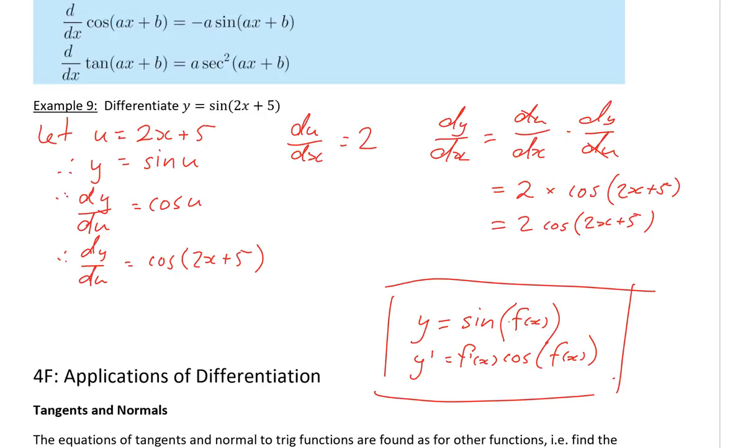Anyhow, that is differentiating trig functions. In the scheme of things, I think that's pretty easy. Work through lots of examples there.